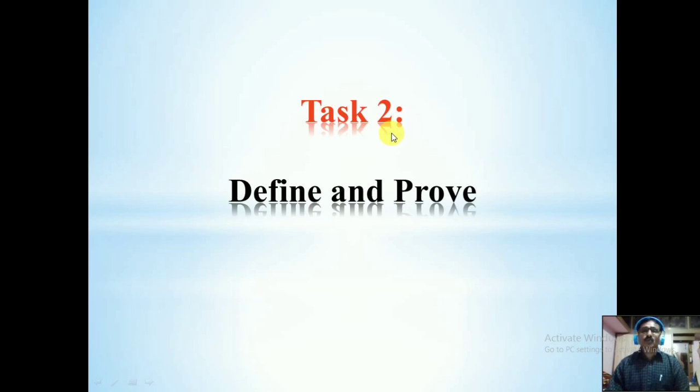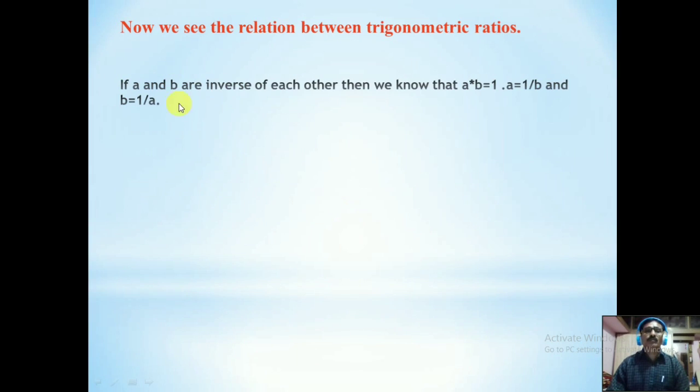Task 2. Define and prove. Now we see the relation between trigonometric ratios. If A and B are inverse of each other, then we know that the product of A and B is equal to 1. Therefore, A is equal to 1 upon B and B is equal to 1 upon A.